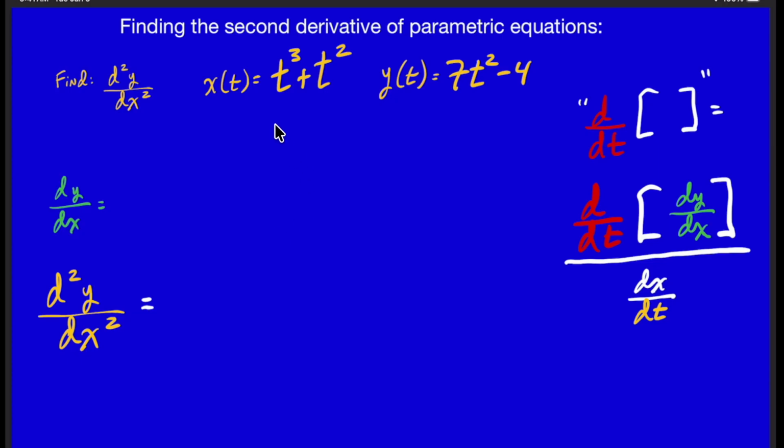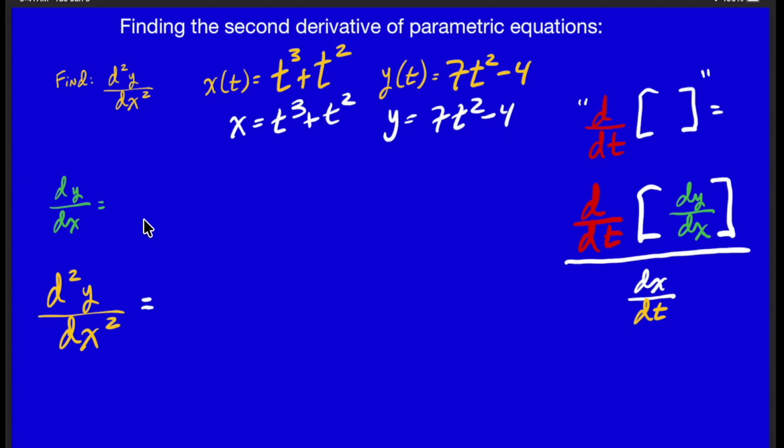Next, we are given the second set of parametric equations, this second system, and we're asked to find the second derivative. And folks, you might see this as x equals t cubed plus t squared, and y equals 7t squared minus 4. But again, don't be intimidated by this x of t and y of t. It's the same as just saying x and y.